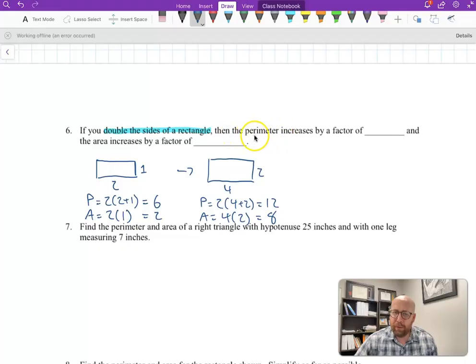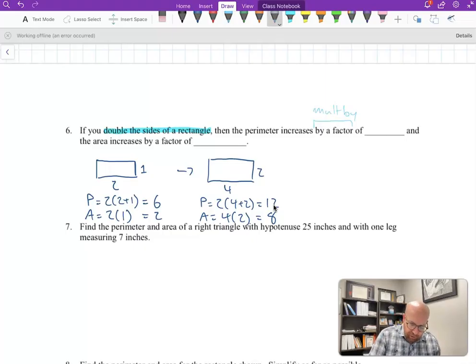let's just see if we can answer these questions right now. The perimeter will increase by a factor of blank. So, when we say increase by a factor of, this is basically saying to go from point A to B, we're going to multiply by what? So let's answer the question. What would you have to multiply 6 by to get 12? Well, the answer would be 2.